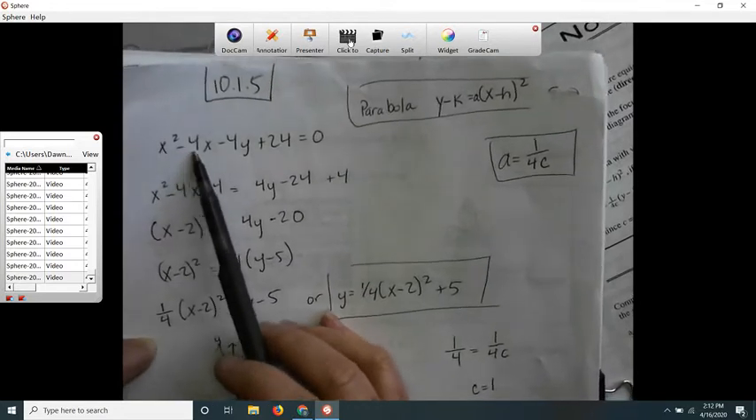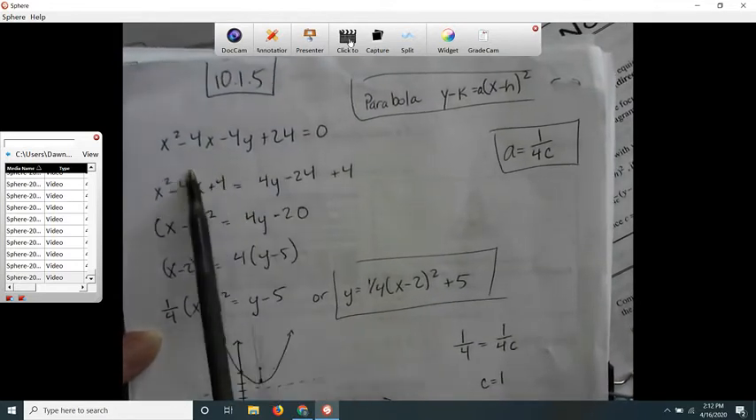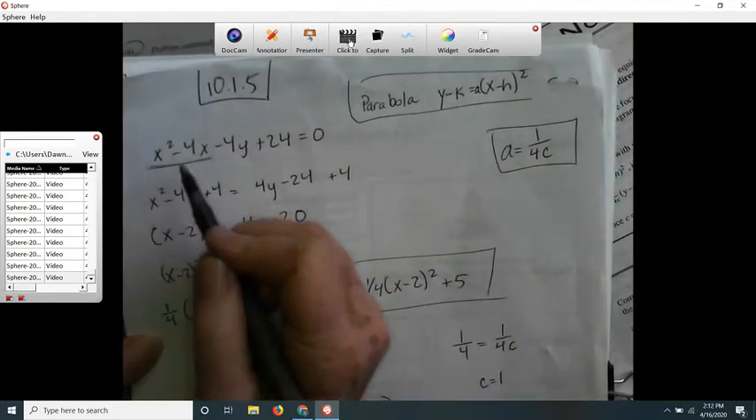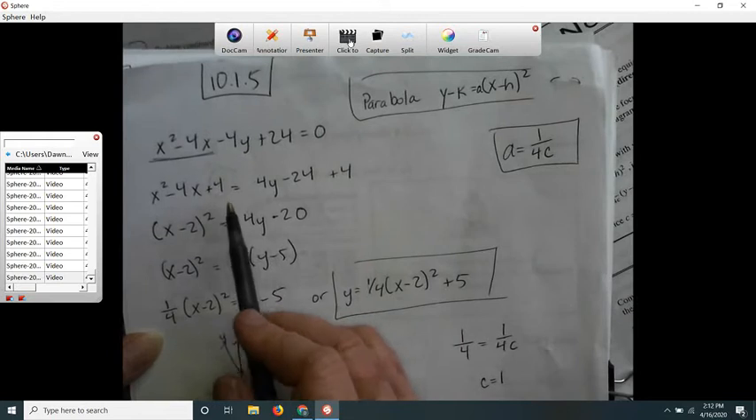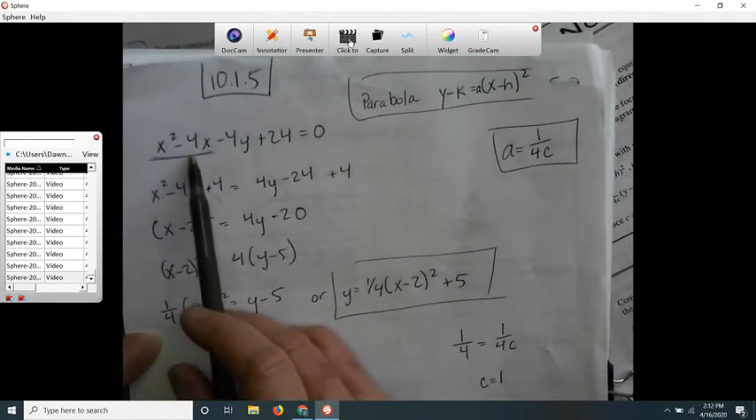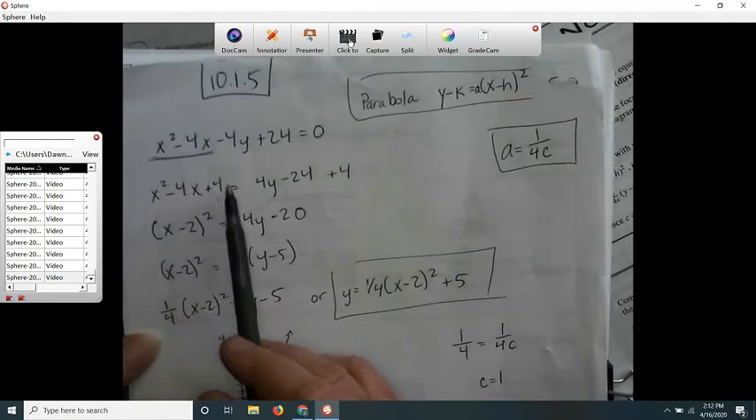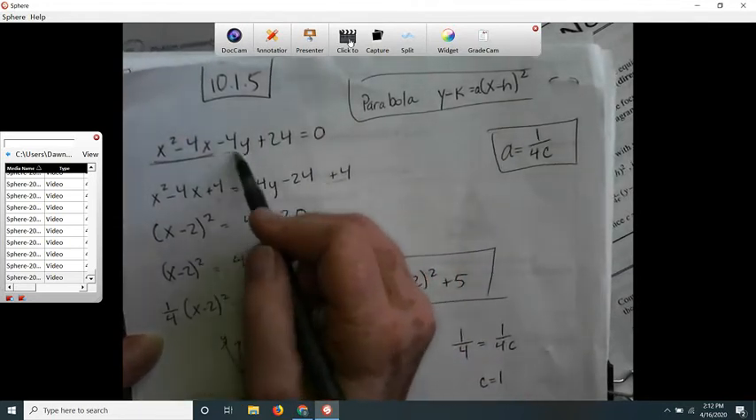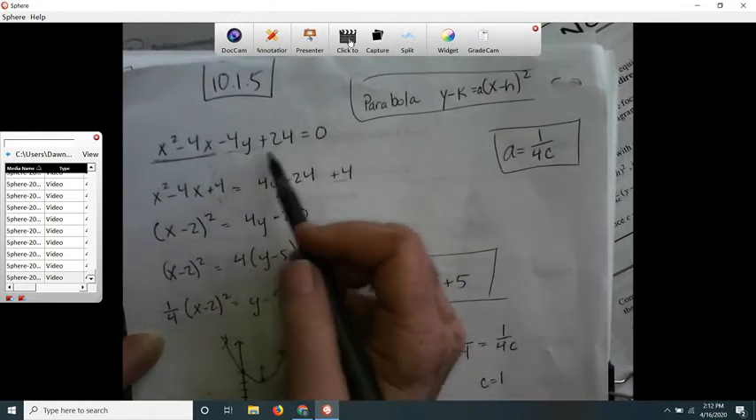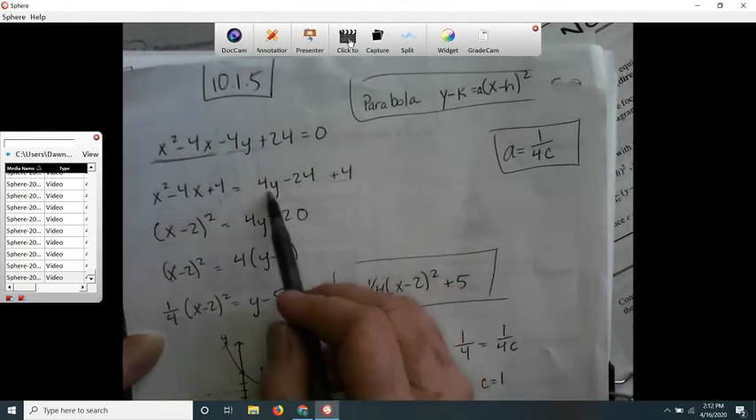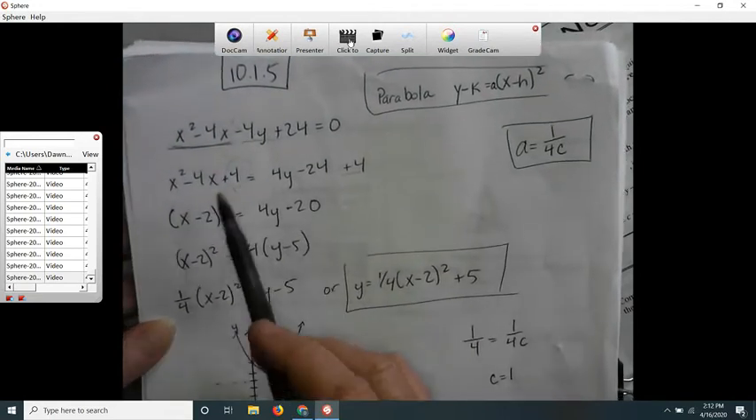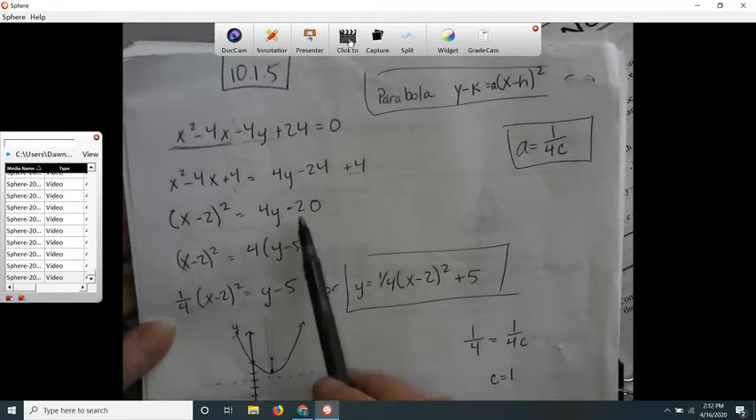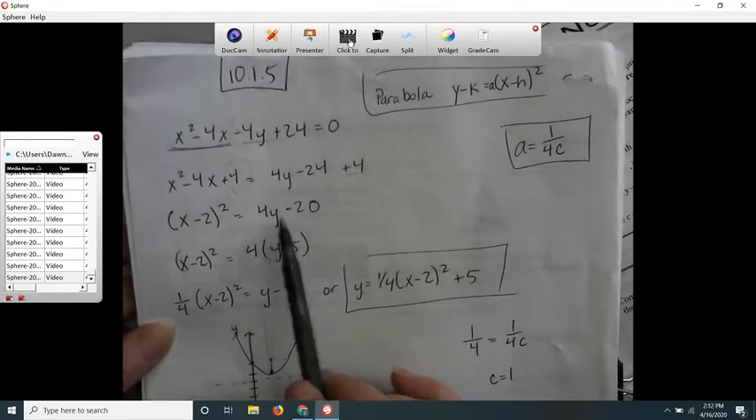This part you probably know how to do. You just do it completing the square. So these are the x terms, and I added that 4 in there to complete the square, because half of negative 4 is 2, and 2 squared is 4. And I added a 4 on this side. And then these are the y terms. Well, no, I brought these 2 over to the other side. And then here I have a perfect square, x minus 2 squared. And then over here I factored out a 4.